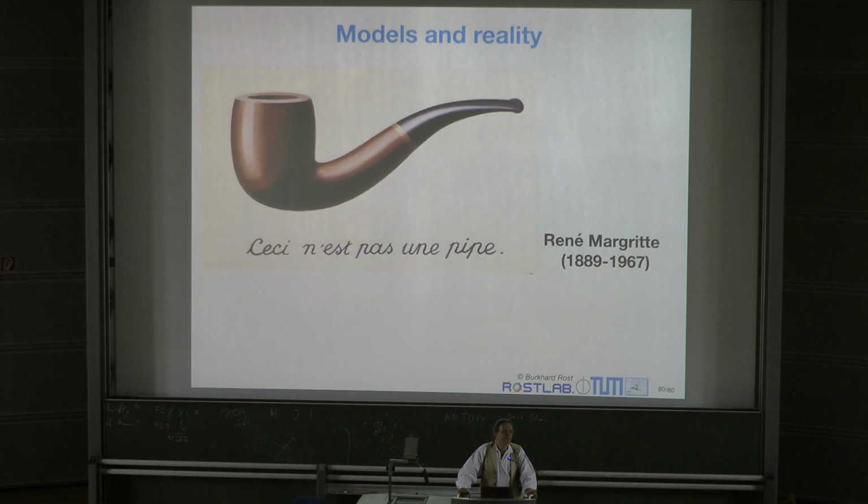Not a real pipe, it's a visualization. It's an image of a pipe. And an image of a pipe is not a pipe. An image of a pipe, and we're back to image and reality. An image is something that helps you to visualize something, that helps you to make certain decisions.